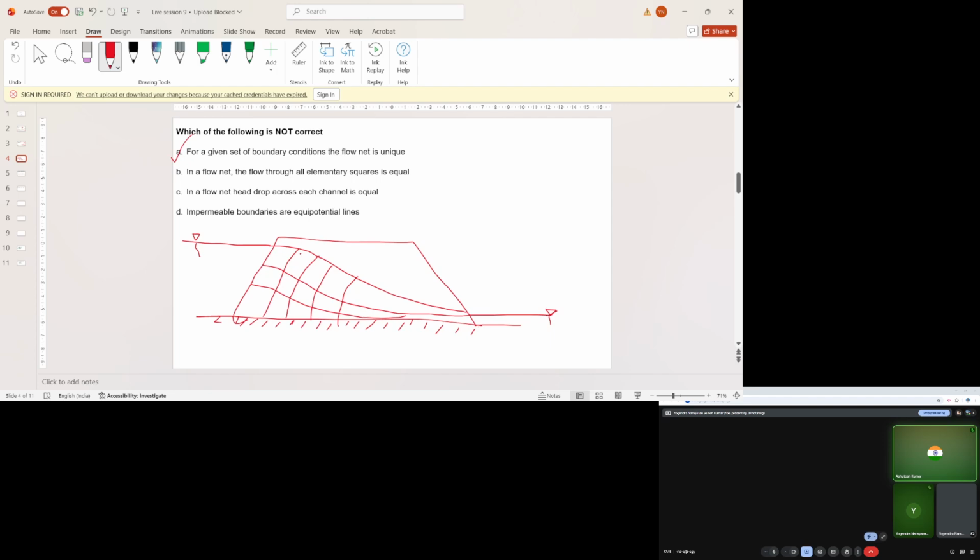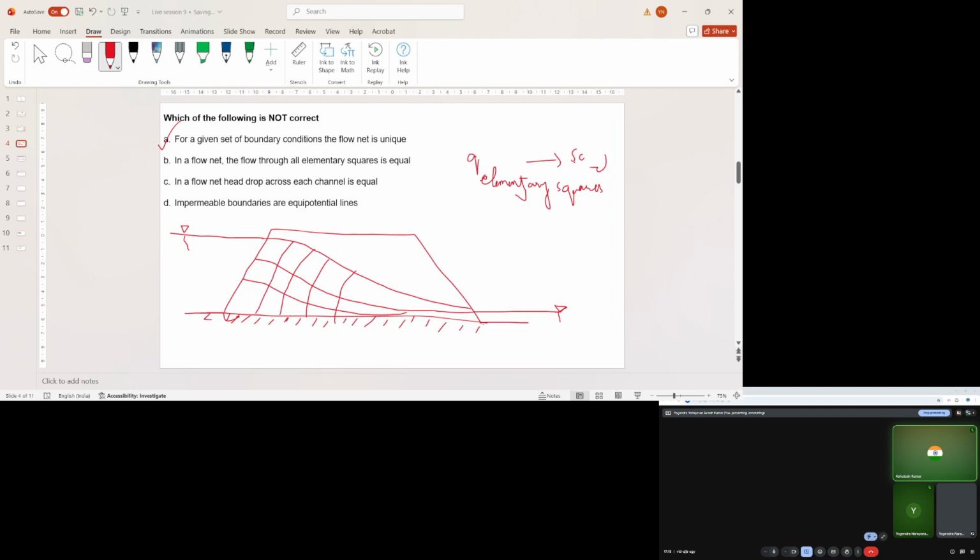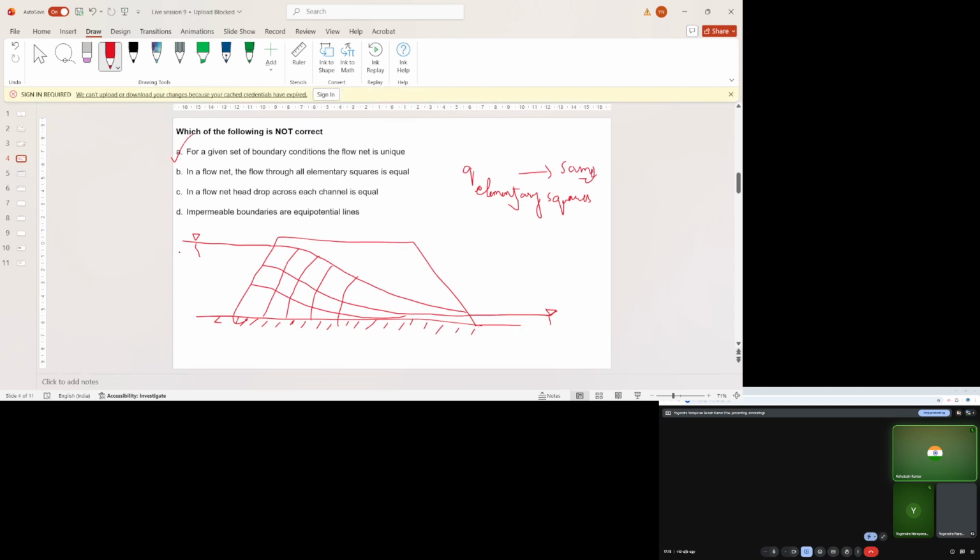So always the flow net is divided such that it is an elementary square. All right, the sides are always equal. And the Q through all the elementary squares are all same, because the amount of water that is flowing through this is going to be the same. It is not going to be different. So that is conservation of mass. So that is getting satisfied.